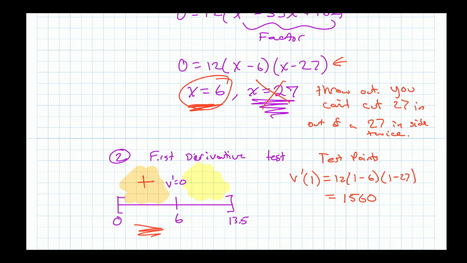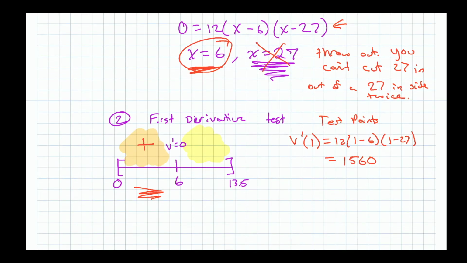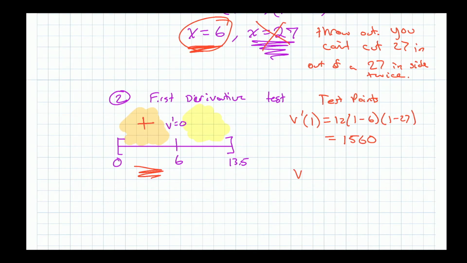This side, what is it? Let's find out. Something in between 6 and 13.5. You just need it to be bigger than 6. How about 10? Anything bigger than 6. 12 times (10 minus 6) times (10 minus 27). So 12 times 4 times negative 17, you get negative 816, which is negative. So label that side negative.